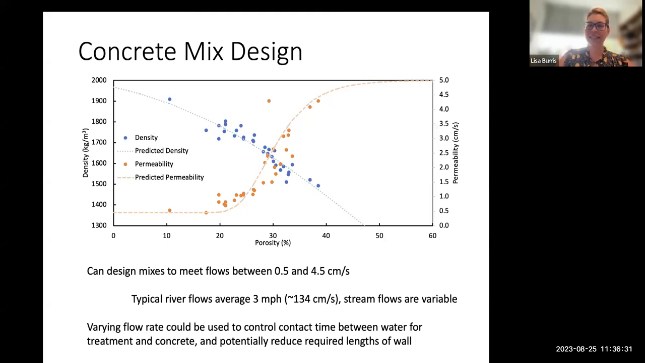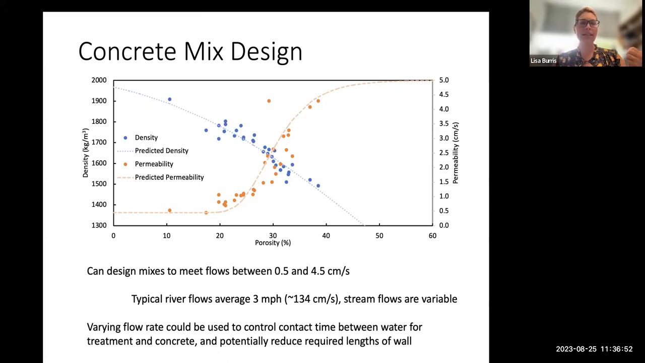But unfortunately, a typical river flow is about 134 centimeters per second. So what we know from this is we're not going to be able to insert these panels into a large river and treat the entire thing. It's going to be just too much water flow and too much restriction from the pervious concrete.